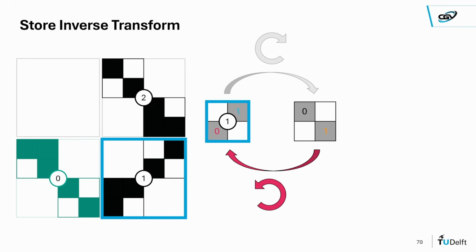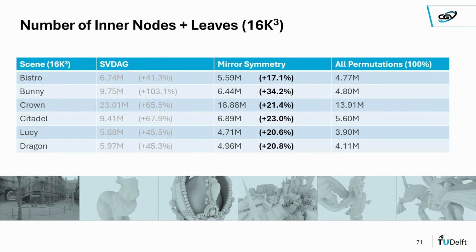Now again we find that we have a match and we store the inverse transformation. And we're going to do this for all of the inner nodes at this level. Then we're going to compute the invariance bit mask for all of the remaining inner nodes, and then we move up to the next level of inner nodes. And we're going to repeat this process all the way up to the root node. And with this, we see that we have quite a big impact on the number of nodes and leaves compared to the previous best method, which only considered mirror symmetries.